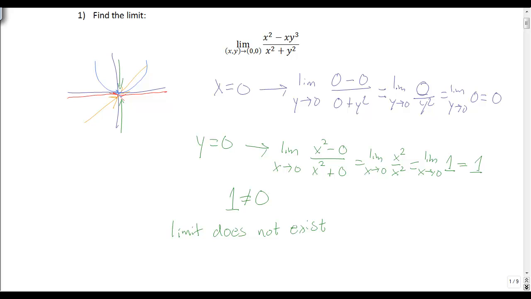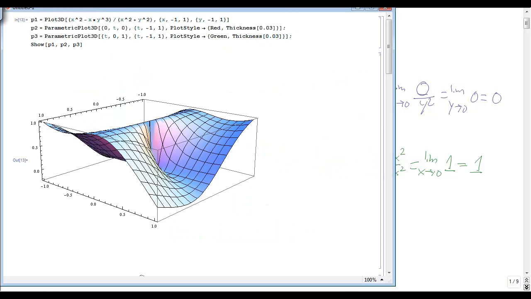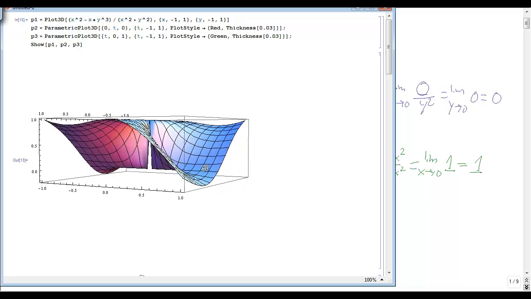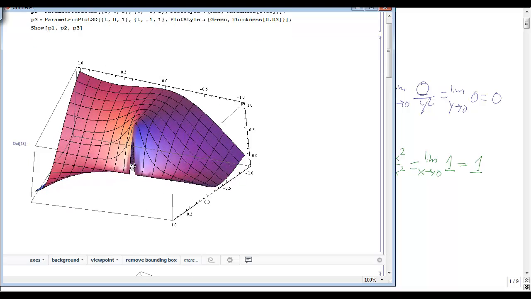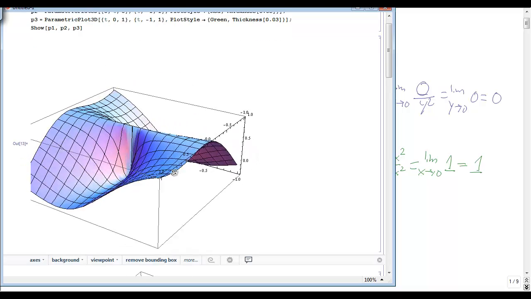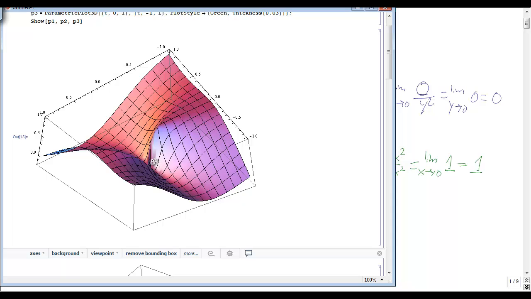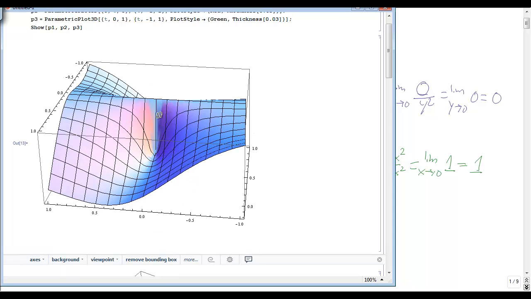So visually, here's the graph of this function. You can see at the origin, where x is 0 and y is 0, the limit doesn't exist. It's sort of this funny point, where you've got this sort of break. This is Mathematica trying to graph this.